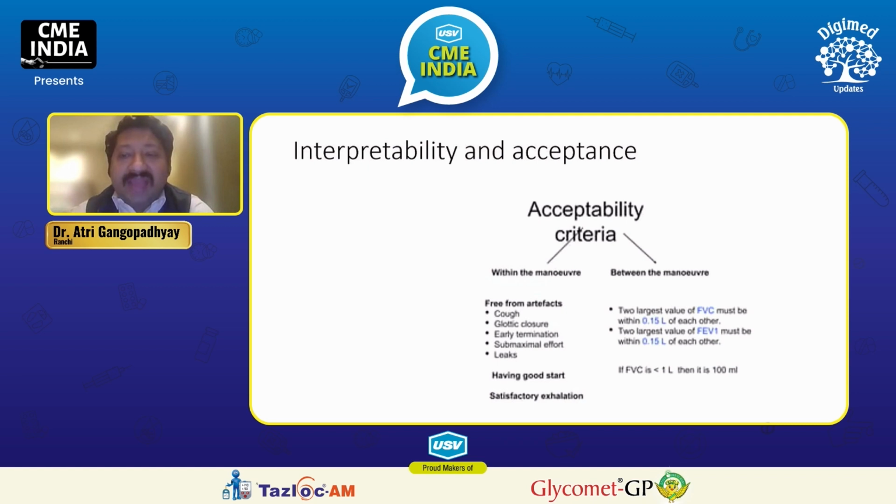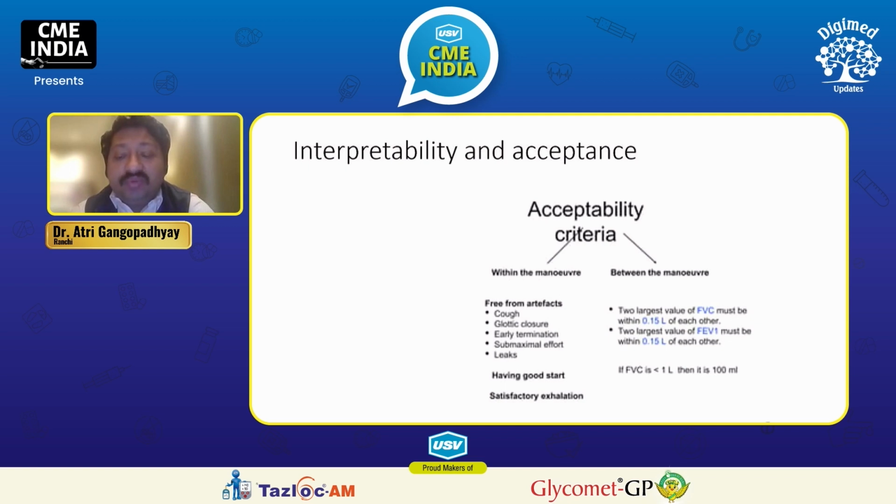So what are the acceptability criteria? There should not be a cough during the test. There should not be any glottic closure during that forced expiratory maneuver. Early termination: you must reach 6 seconds. Submaximal effort, if someone has not exhaled hard enough. Leaks, where the face or interface had come out from the mouth. So these are certain things during the test.